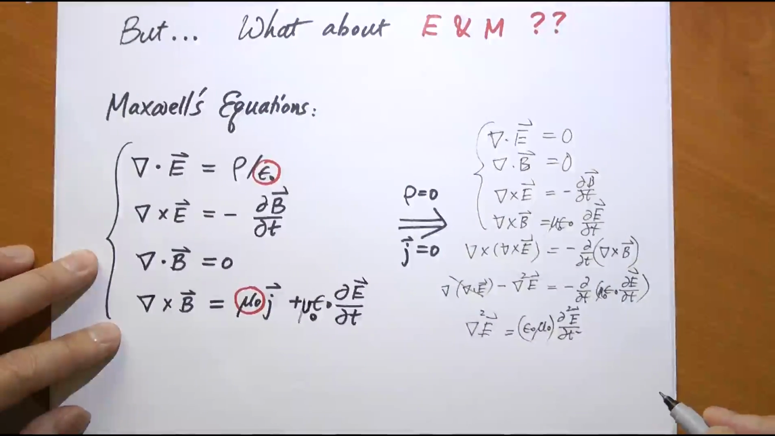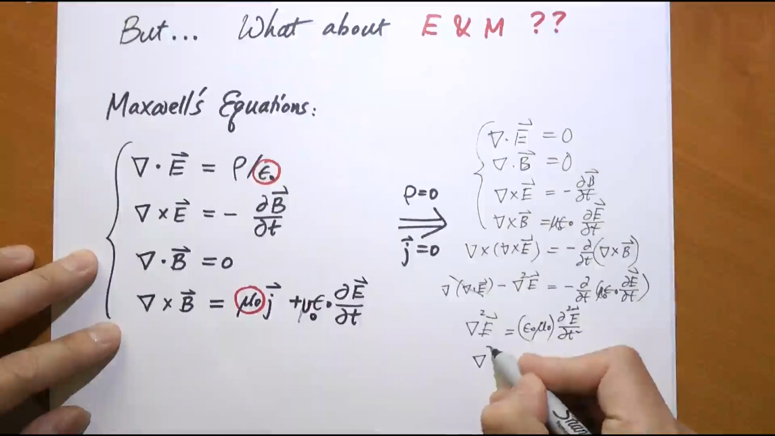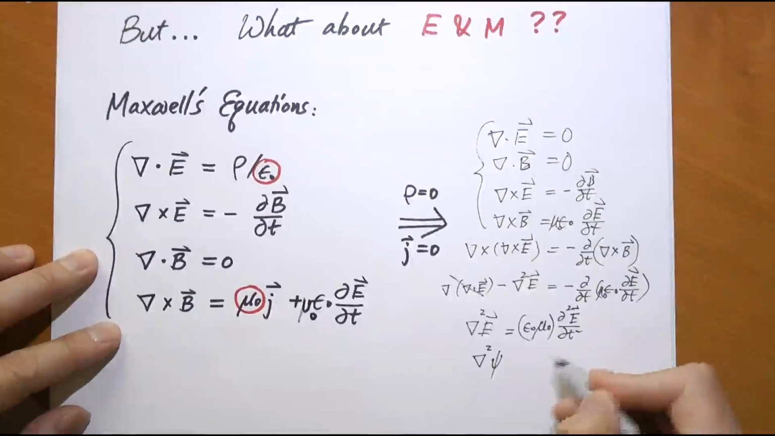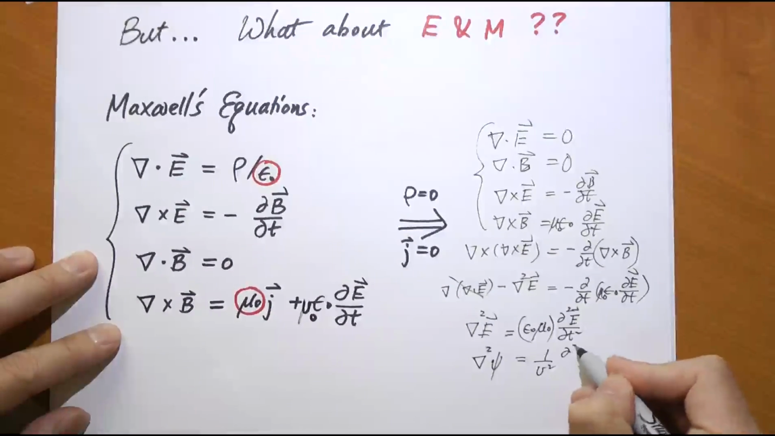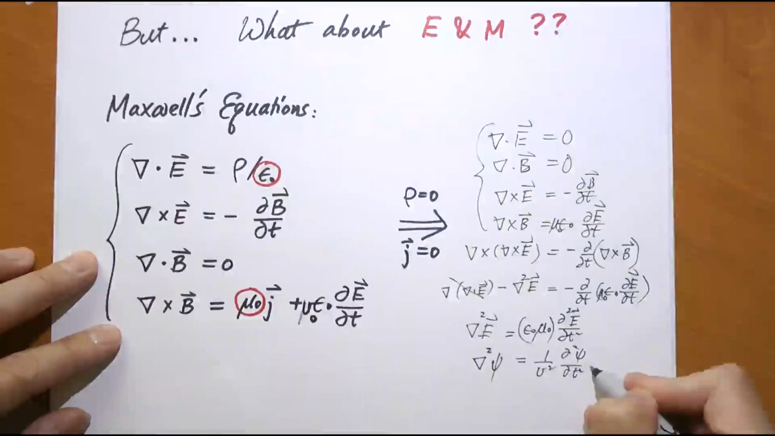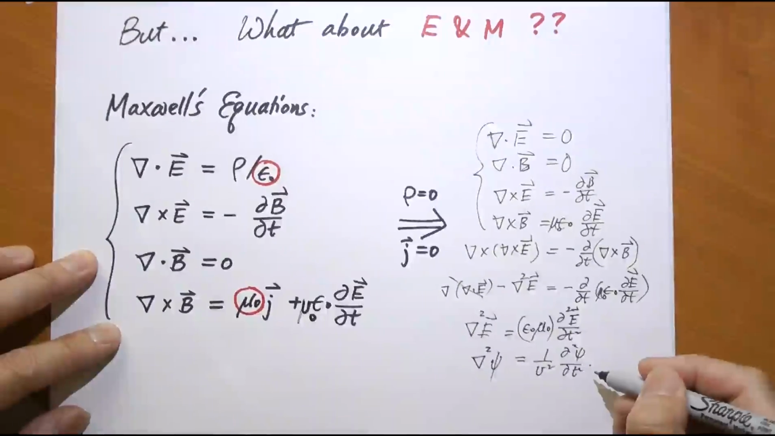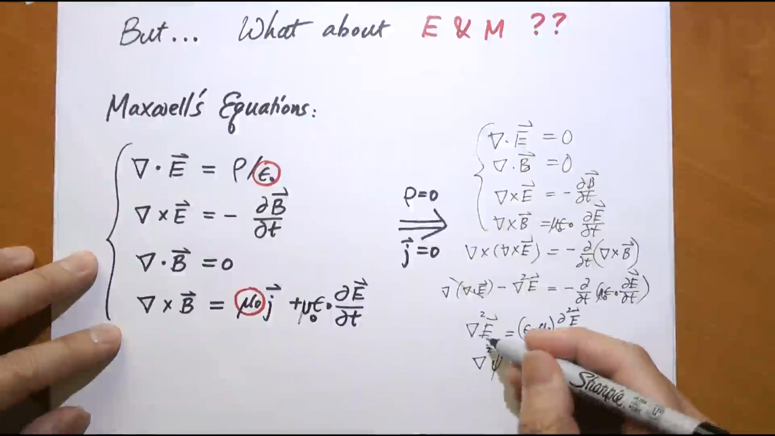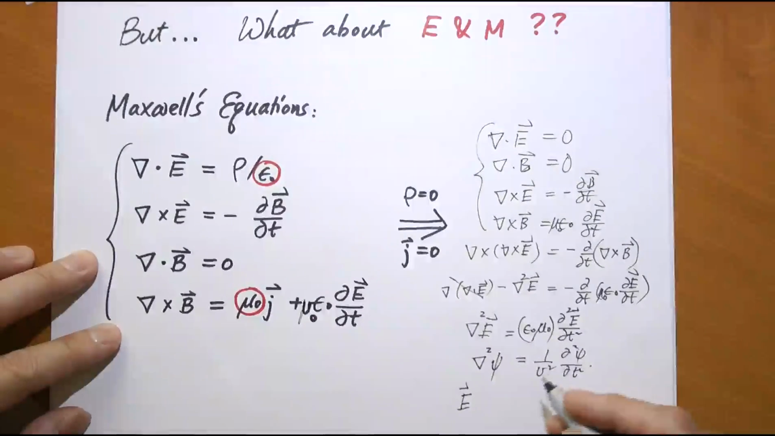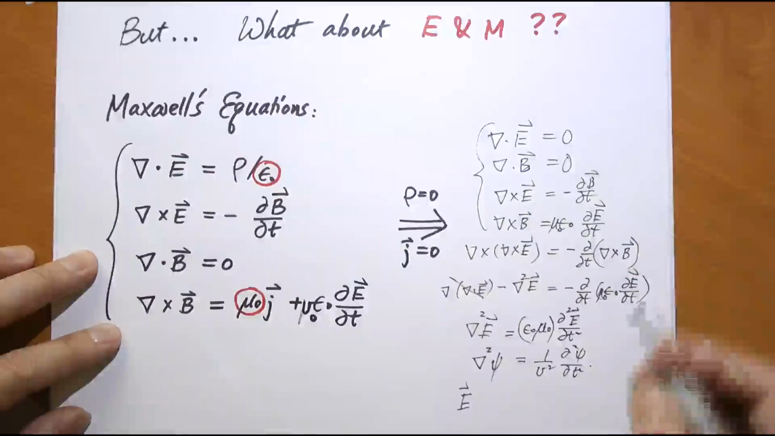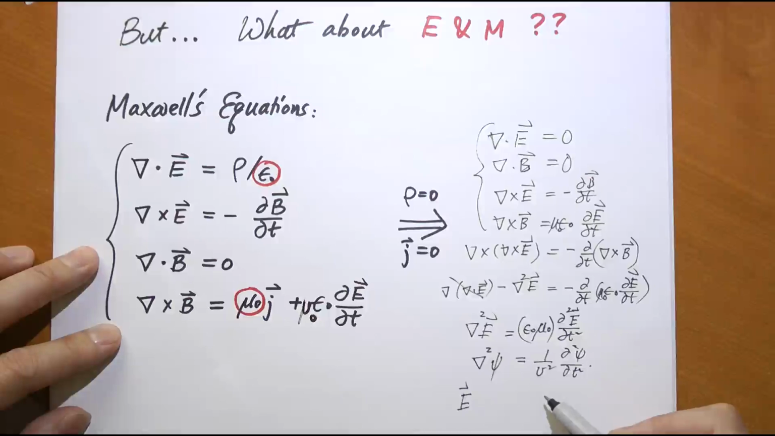And if you compare this with the standard wave equation, which says in a three-dimensional space, gradient squared of any function that behaves like a wave, we call it function psi, equals 1 over v squared times the second derivative of the same function with respect to time, that v being the speed of that wave. If you compare these two, then we find a vector wave, which is the electric field, E, behaves like a wave. And actually, B behaves like a wave too. And the speed of that wave, epsilon naught mu naught, equals 1 over v squared.